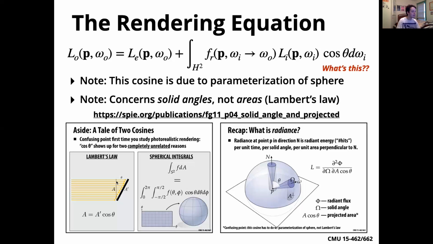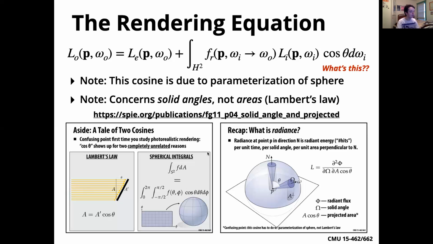And then this is saying here that this term is reliant on the parameterization of a sphere, but it seems like Lambert's law is the same thing. As the rays of light are at a more oblique angle to the surface, the radiance goes down by a factor of, or not the radiance, but the amount of shading onto this area goes down by a factor of cosine theta.